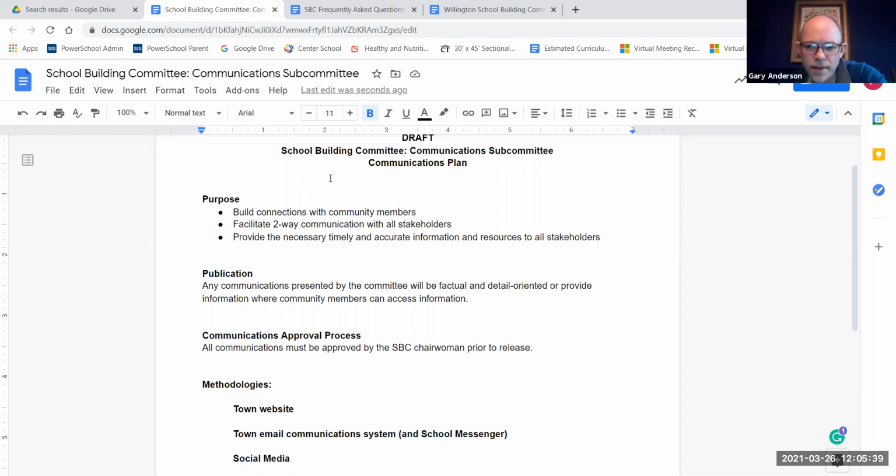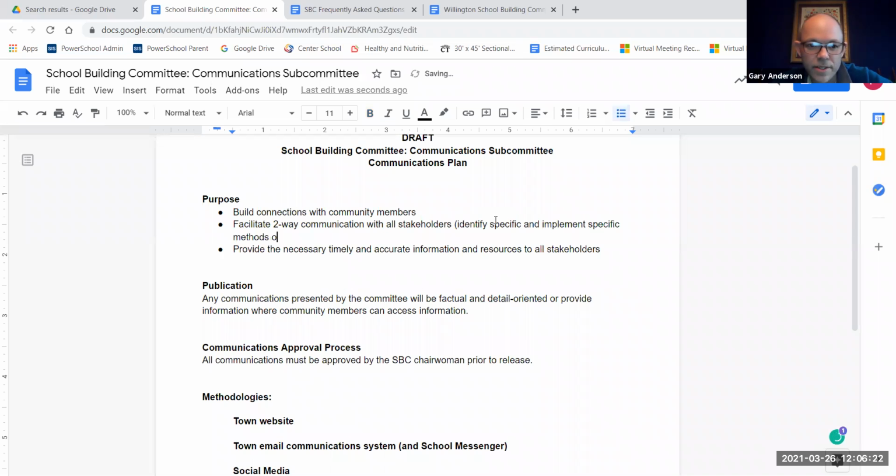I have a couple questions about this. I think generally it's fine. When we say facilitate two-way communication with all stakeholders, that's a pretty high bar, I think. So I want to think a little bit about how we do that, because I think it's going to be hard for us to respond to all the questions that come up, especially in a way that's timely and accurate. But I think that's part of the challenge and part of what we have to do.